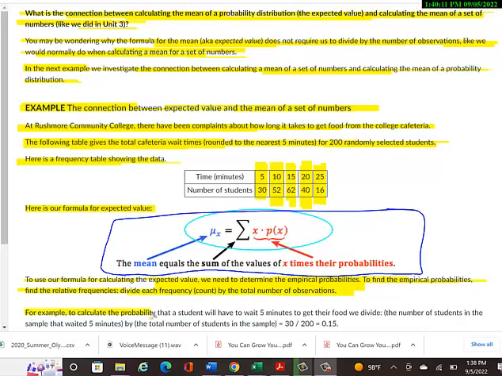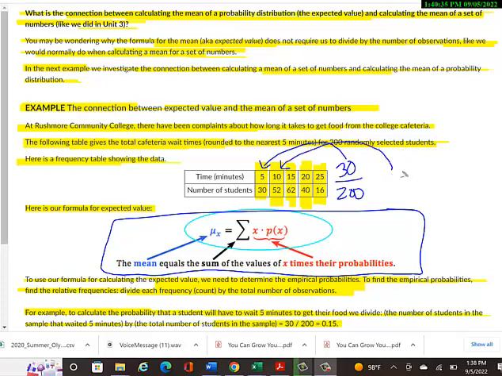So for example, to calculate the probability that a student will have to wait 5 minutes to get their food, we divide the number of students in the sample that waited 5 minutes by the total number of students in that sample. So there were 200 students in this sample. There were 30 students out of 200 that waited close to 5 minutes.